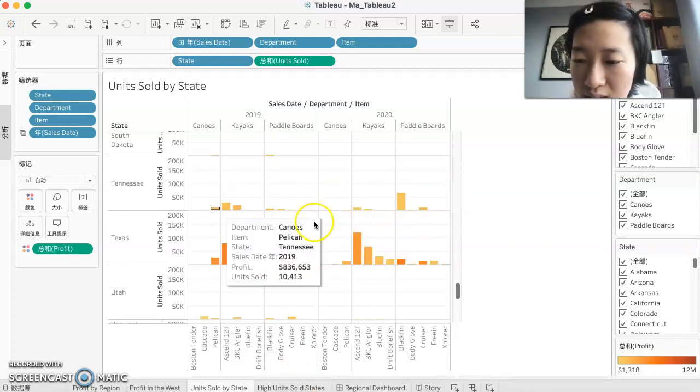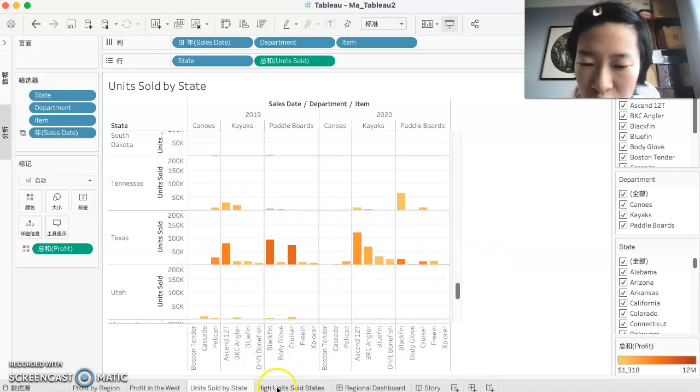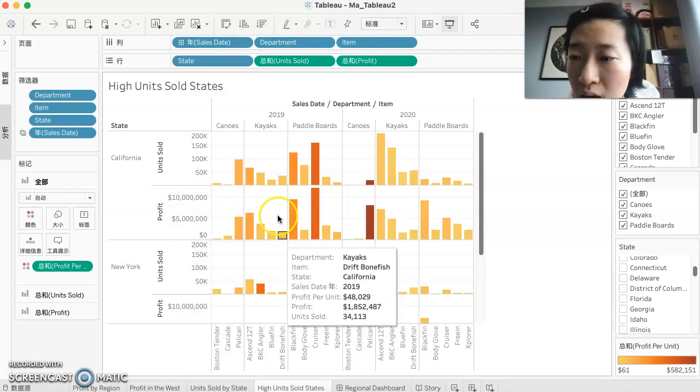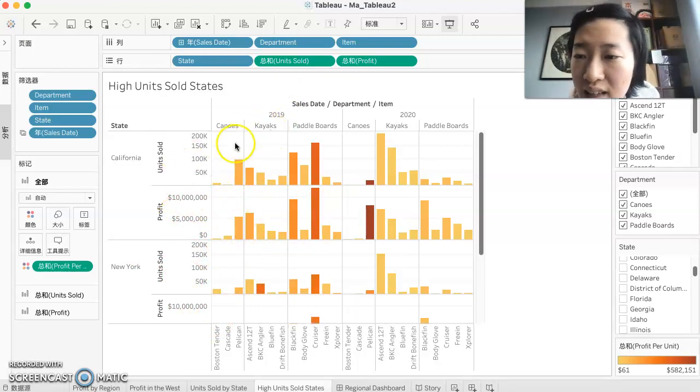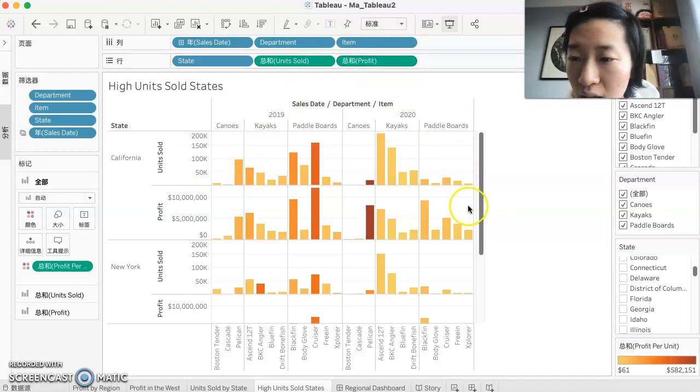So I take these three states out, and put them into the next sheet, which is high units sold state, to analyze that. What I want to mention is that this time I add profits to the row, and the darker color of the bar, the higher profit per unit.